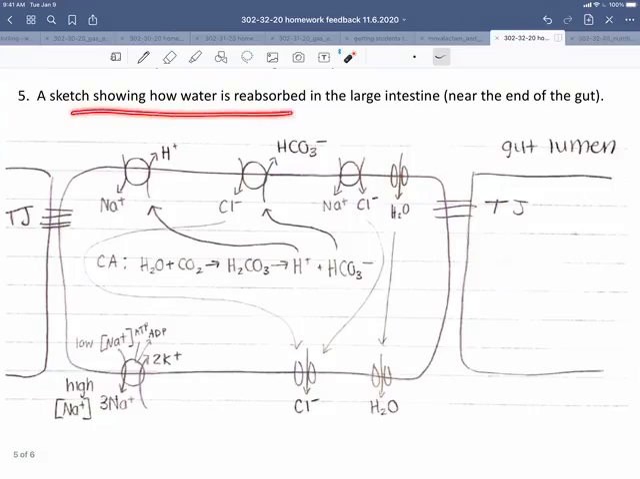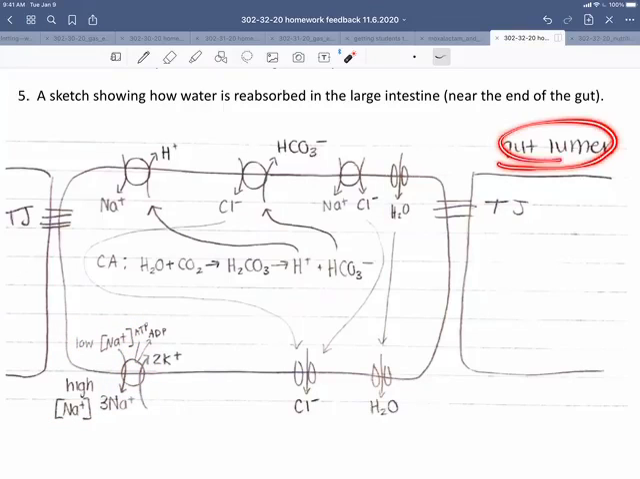So this sketches how water is reabsorbed in the large intestine. Again, I would just want you to come up with some mechanism that works. You don't necessarily have to memorize this one, although I'd want you to understand it if I showed it, and you would need some mechanisms that work, and this one works. So again, this is based all on the sodium-potassium pump. We're creating high sodium outside and low sodium inside.